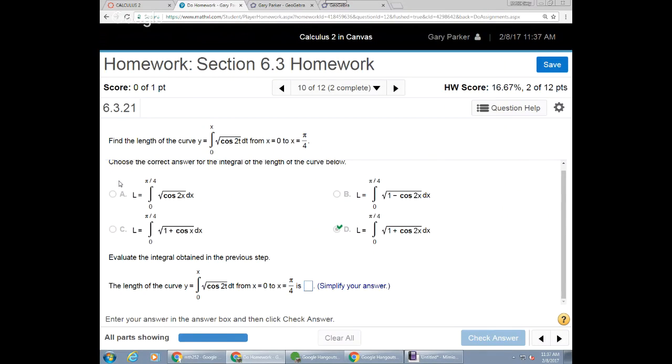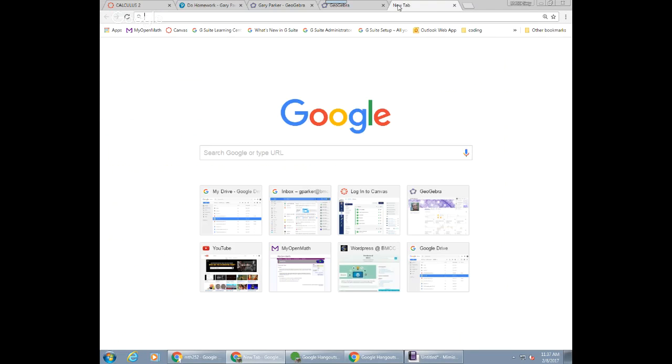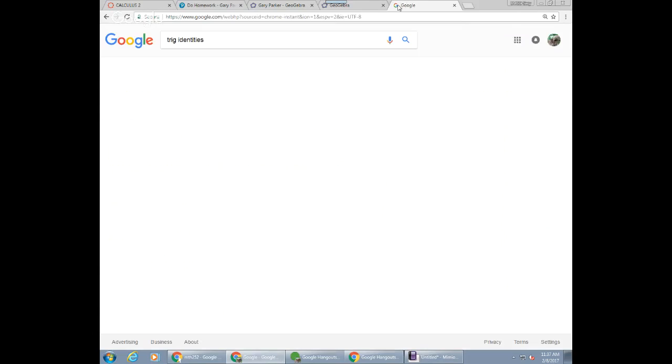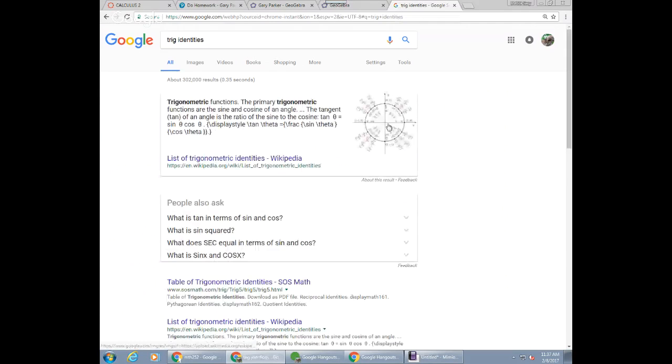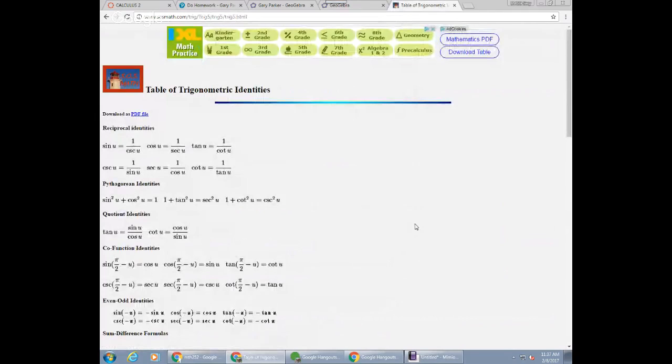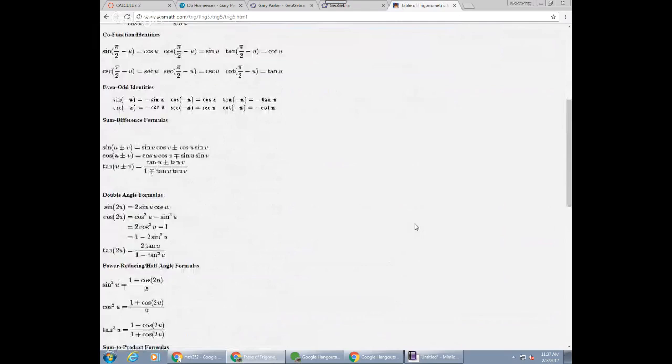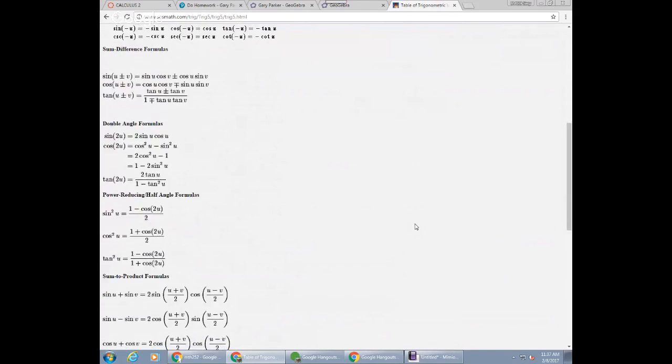So trigonometric identities, does that look like something you've seen before? Like think of double angle versus half angle formulas. So I'm just going to look up trig identities here. And I think we should find that. Here's SOS Math, I think has a good one. Where are you? Double angle. Okay.